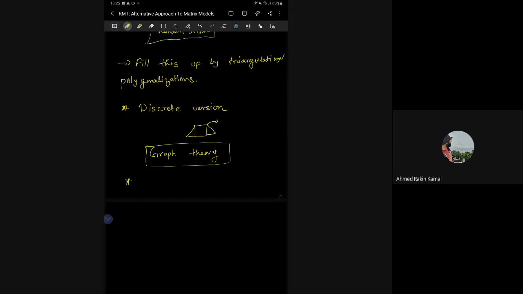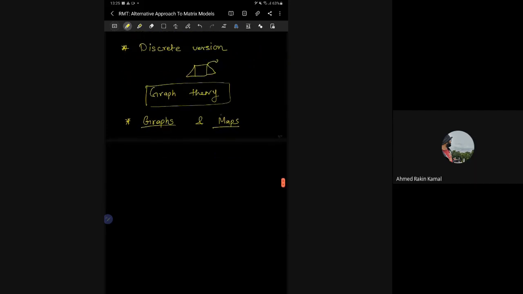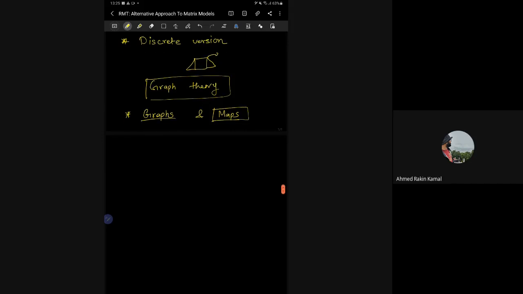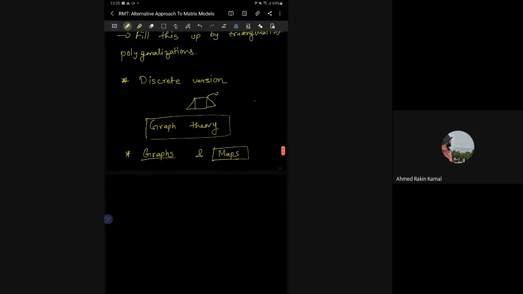For this, we'll learn two things in these live lectures. One of them is graphs, which we will see today, and probably the next day we'll see something called maps. I'll define this later. Just stick with graphs for now. Graphs are very much related to Gaussian integrals, which we will see today. Graphs are basically triangles or polygons or whatever.